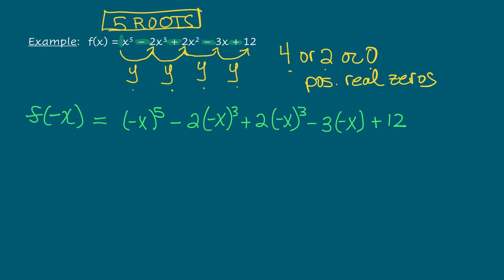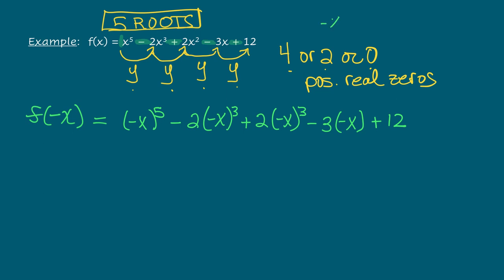So the thing to think about here is what happens when we see these exponents. Remember, if you have an odd exponent and you're taking a negative value to an odd exponent, you're going to end up with a negative result. So like, for example, negative x cubed. Let me do that over here to the side.